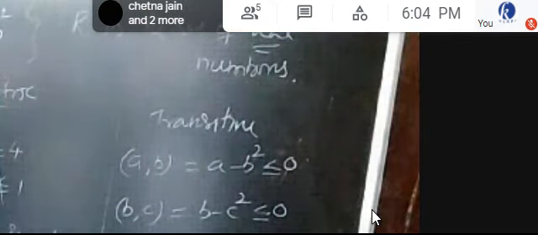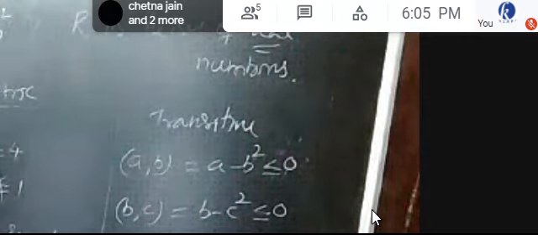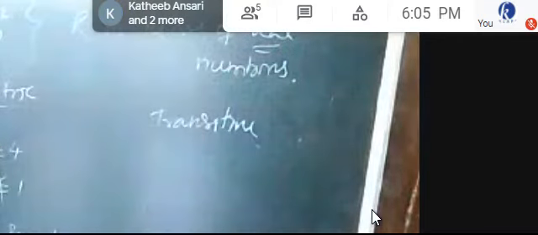If A is less than B, then 1 by A is not less than 1 by B. 1 by A is greater than 1 by B only. Orally I can say what the numbers are. Take any fraction numbers between 0 and 1.